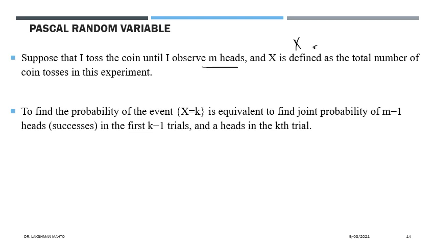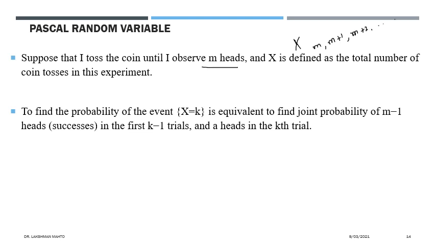In order to get m number of heads, definitely at least you have to perform m number of trials. So least value of x would be m, then you have to keep on going. Next value would be m plus 1, m plus 2, m plus 3. Likewise, it will keep on going.